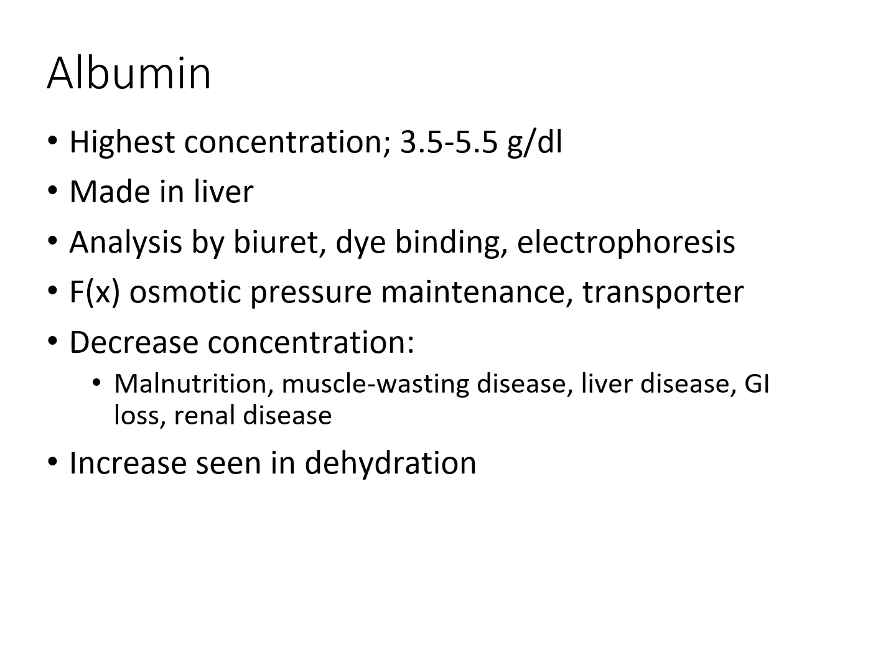So some clinical significance for this. If you have a decreased albumin level, or hypoalbuminemia, you can have malnutrition, muscle wasting disease, liver disease, so impaired synthesis, gastrointestinal protein loss, and renal disease. If you have increased albumin levels, or hyperalbuminemia, you can see that mainly in people who are dehydrated, and that's due to hemoconcentration.